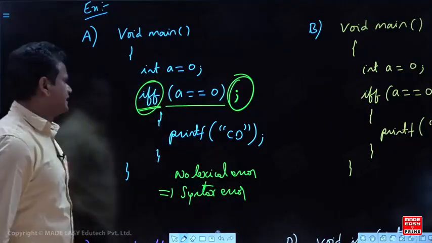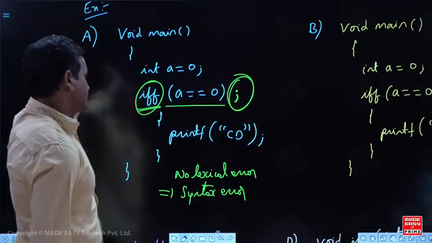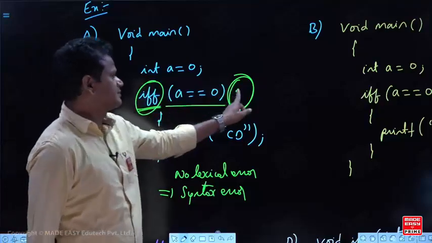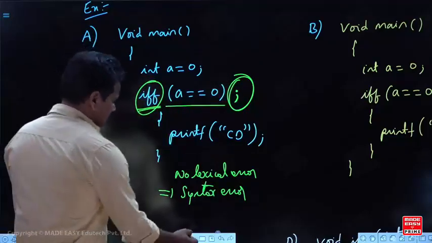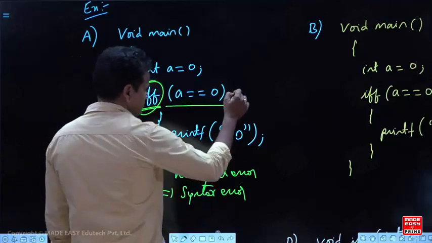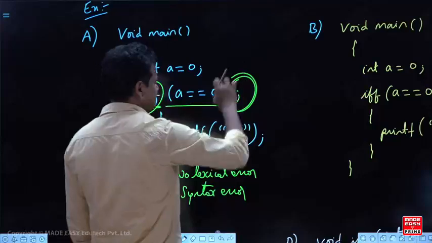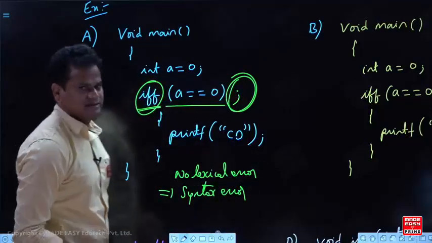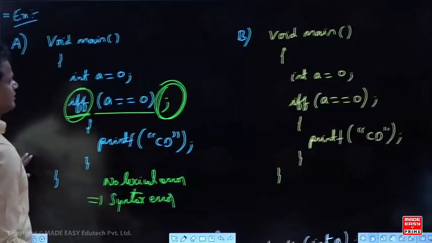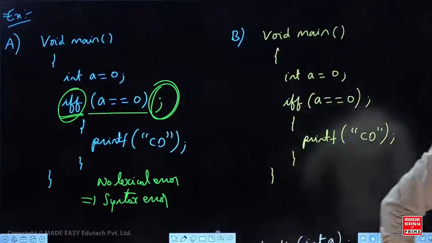As IFF will be considered as a function name and you are calling the function, it must be terminated with a semicolon. But I have not given the semicolon. Because it is not ending with a semicolon, it is a syntax error. Okay. Then come to the next code, B.